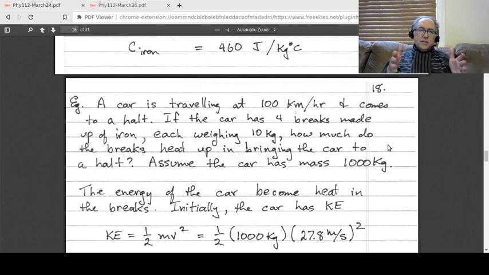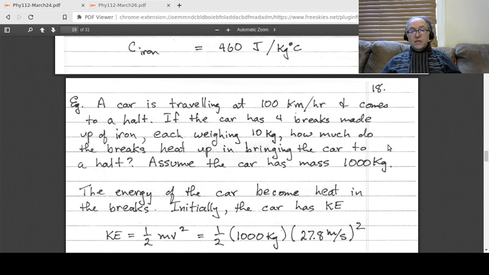You've got a car that's moving and the driver hits the brakes and the car comes to a halt. It was moving and it had kinetic energy. Now it's not moving and it doesn't have kinetic energy. Where did that energy go? The car didn't go uphill, so it didn't go into potential energy. It actually went into heat, and now we can trace it down. That's what this problem is meant to illustrate. So we have a car traveling at 100 kilometers per hour, and it comes to a halt.